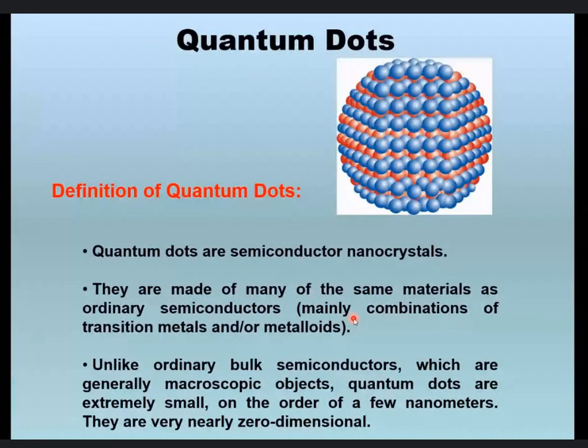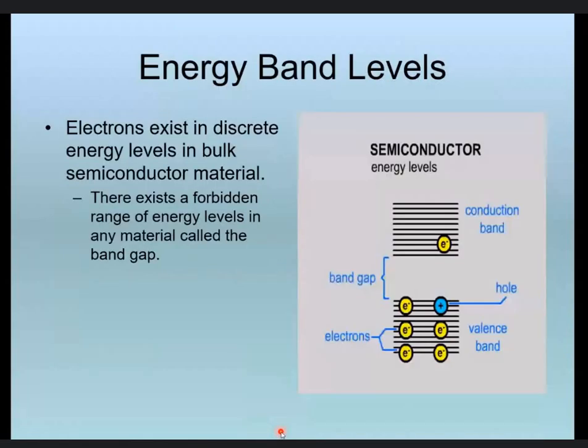Then I go to something which is very much useful in our daily life. That is called quantum dots. First, quantum dot is nothing but your family of semiconductors, but these are semiconductor nanocrystals. So I talked of nanoparticles, nanocrystals, semiconductor. They are made of many of the same materials as ordinary semiconductors, mainly a combination of transition metals and other metalloids. And unlike ordinary semiconductors, quantum dots are extremely small, on the order of a few nanometers, and very nearly zero-dimensional. And I may go through a little bit of this.